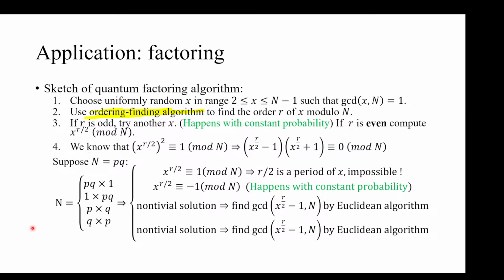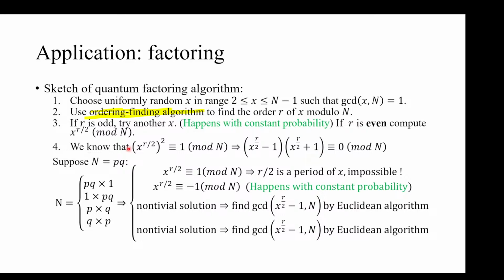So there are four possibilities. First, this factor gets both p and q, and this one gets 1. Or this one gets 1 and this one gets both p and q. Or this one gets a factor p and this one gets a factor q. Or this one gets q and this one gets p. And then we can analyze the cases one by one.